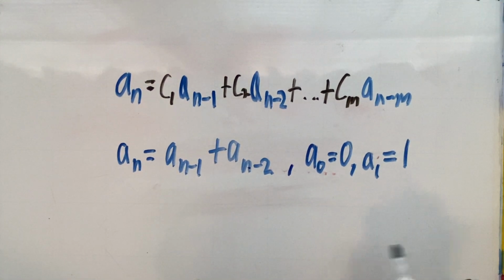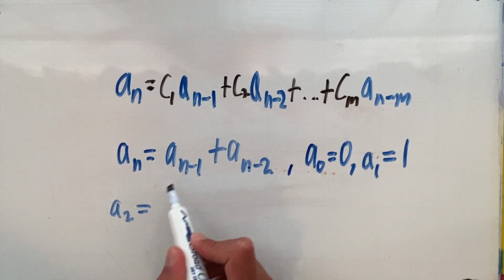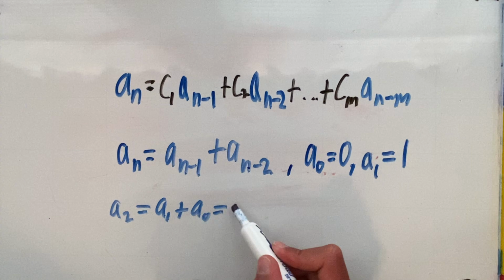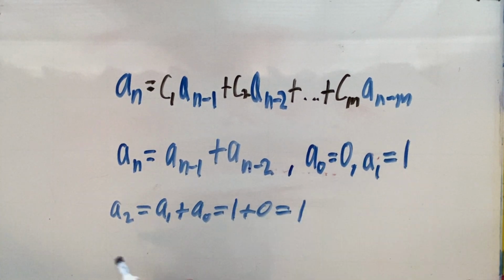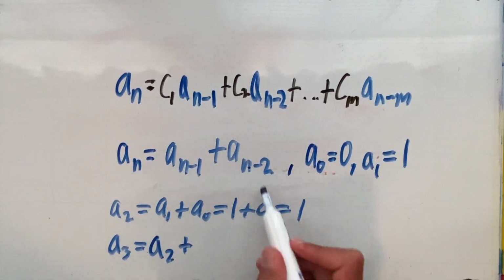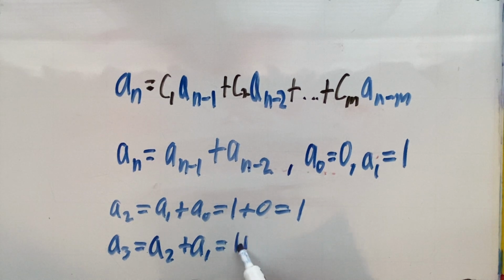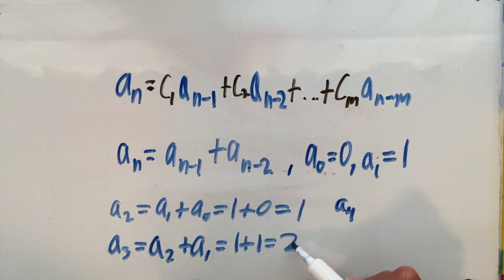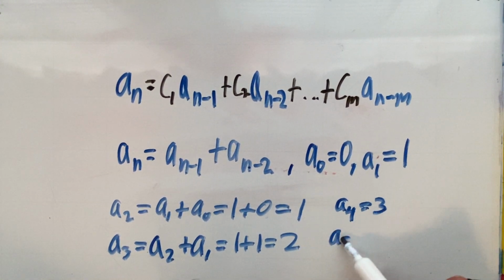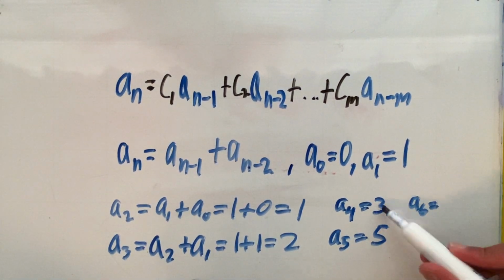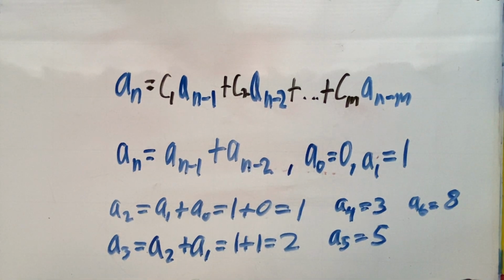So what do you do with this? A sub 2 equals a sub 2 minus 1, which is a sub 1, plus a sub 2 minus 2, which is a sub 0. That's 1 plus 0, which is 1. Then a sub 3 equals a sub 3 minus 1, a sub 2, plus a sub 3 minus 2, which is a sub 1. And that's 1 plus 1, which gives 2. And then going on from there, you would do a sub 4 equals 2 plus 1, which is 3. A sub 5 equals 3 plus 2, which is 5. A sub 6 equals 5 plus 3, which is 8. And you can go on forever like this using the numbers that are presented.